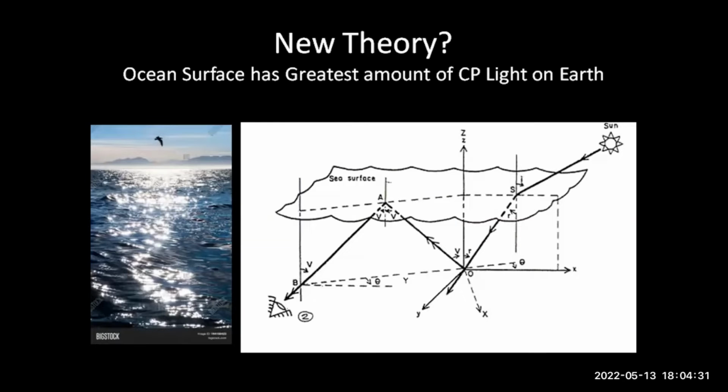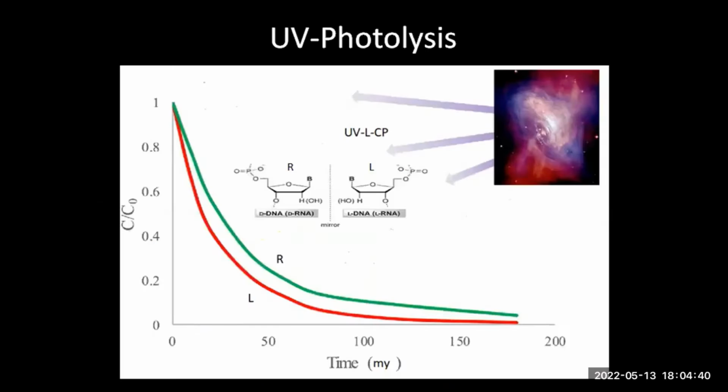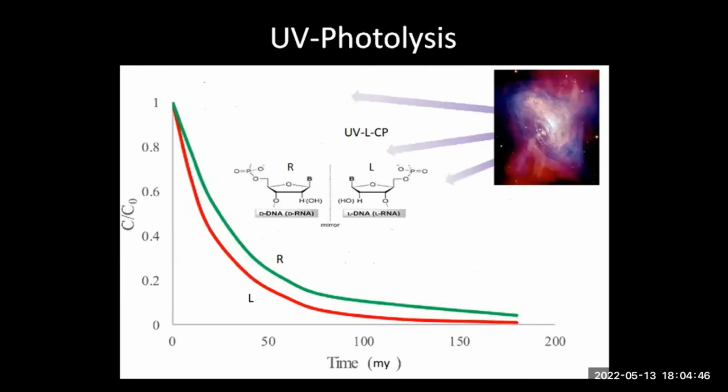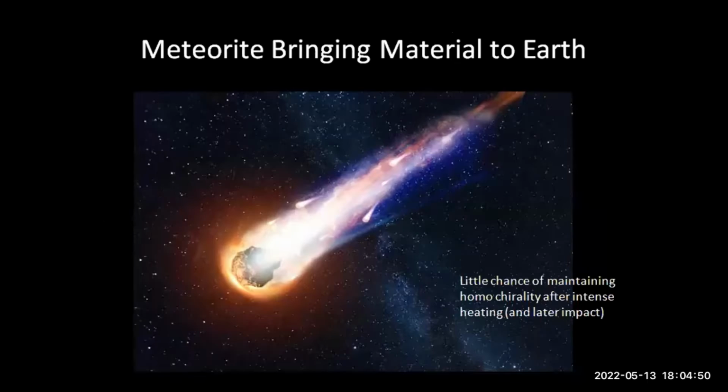Another idea about the production of homochirality in the fundamental molecules of life. So we saw first the idea that we could have a pulsar which is photolysing some of the molecules and therefore only allowing some molecules to survive, which are of a particular chirality.